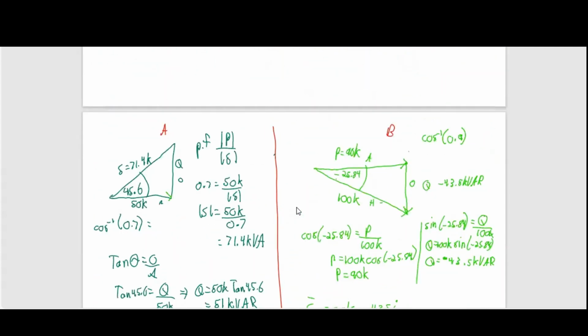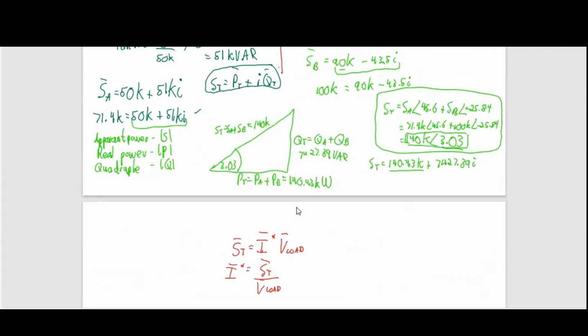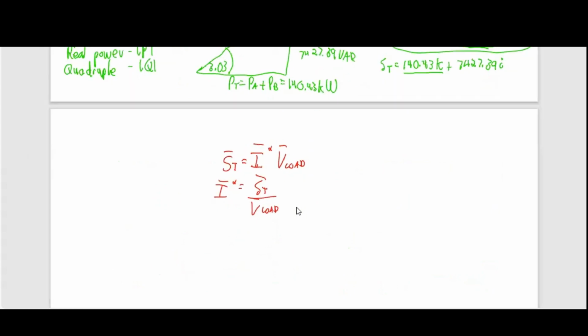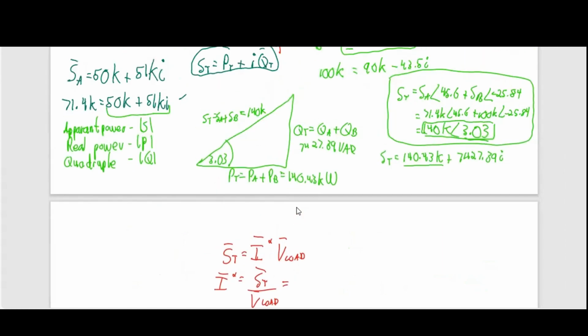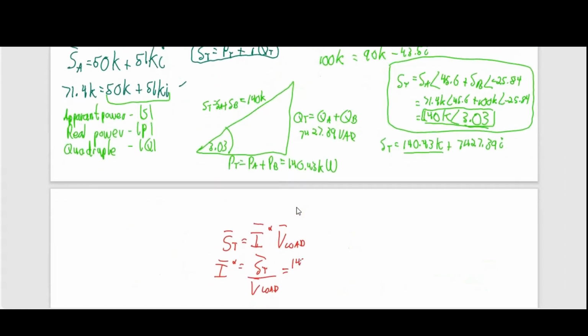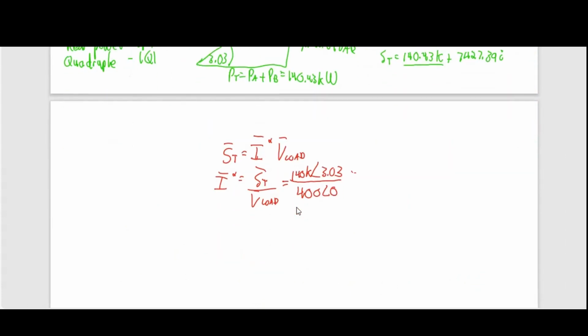Alright, so V load in this case is 400 angle 0, right, guys? If they don't give the angle, assume it to be 0. Remember I said this had to be in phasor, so you already calculate the angle and everything. So it'll be 140K angle 3.03 divided by V load, which is 400 angle 0. So I go through. When you do that in a calculator, hopefully you can do it: 140, 123, shift angle 3.03 divided by 400 angle 0.